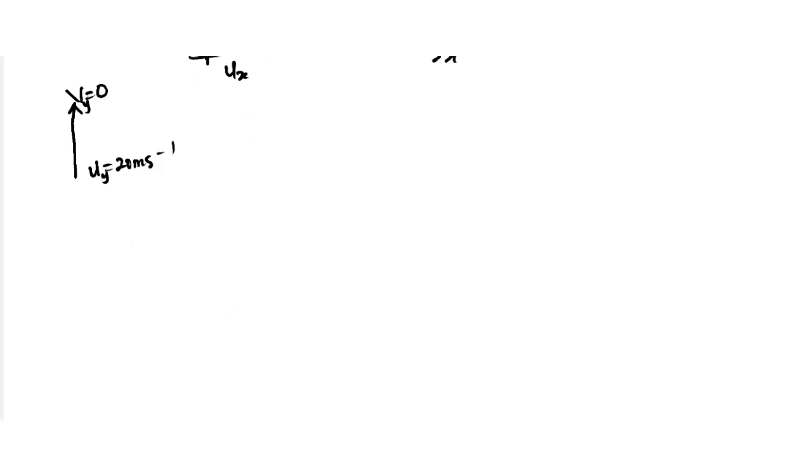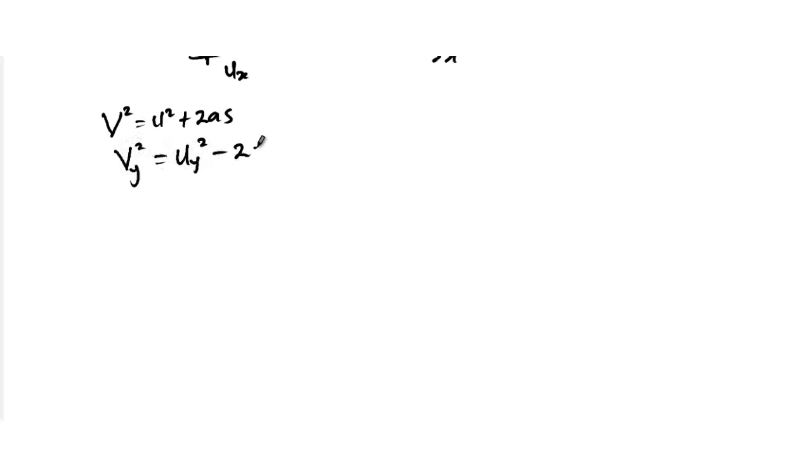We can determine the maximum height using the Suvat equation. v squared is equal to u squared plus 2as. But make sure you understand that it is projected vertically upward, so it's not increasing in velocity. So we have v subscript y squared will now be u subscript y squared minus 2gh. So s in this case is h, which is the maximum height.